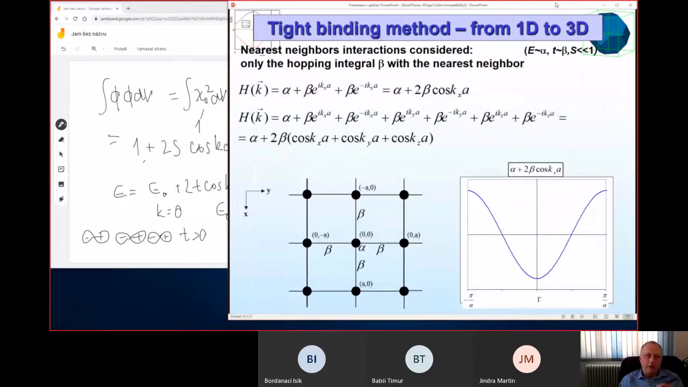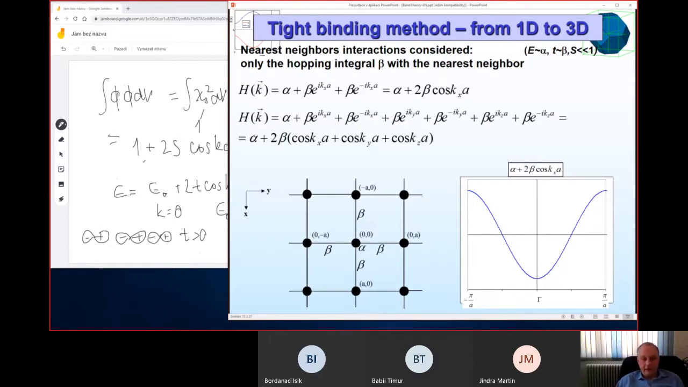So now we could already extend this concept from a one-dimensional crystal to a three-dimensional crystal, but still we would only consider the same type of atoms and the same type of orbitals in each unit cell.